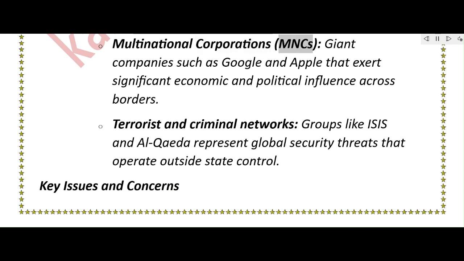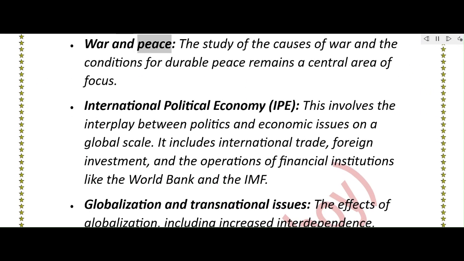Multinational corporations, MNCs, giant companies such as Google and Apple that exert significant economic and political influence across borders. Terrorist and criminal networks. Groups like ISIS and Al-Qaeda represent global security threats that operate outside state control. Key issues and concerns. War and peace. The study of the causes of war and the conditions for durable peace remains a central area of focus.